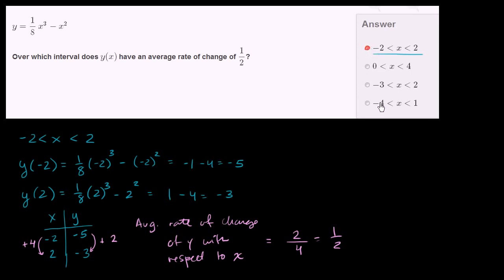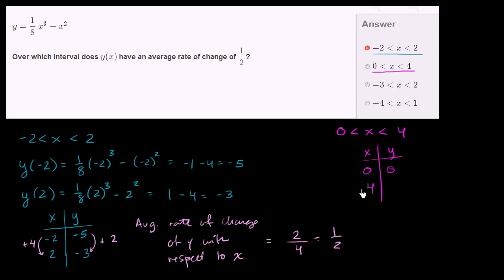But let me do one more of these other ones to show you why that is not the answer. So let's find the average rate of change between that point and that point. So let me do it in another color. So I'll do this one in purple. So 0 is less than x, which is less than 4. And I'll just do the table right over here. X and y. So when x is 0, what is y? Well, it's going to be 1/8 times 0 minus 0. Well, y is just going to be 0.